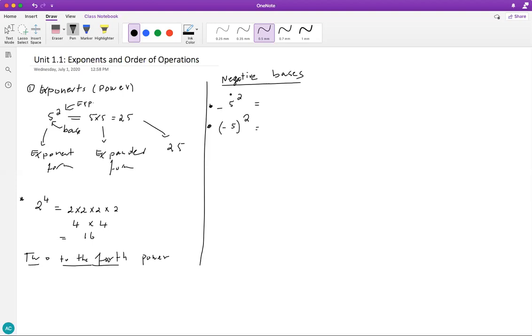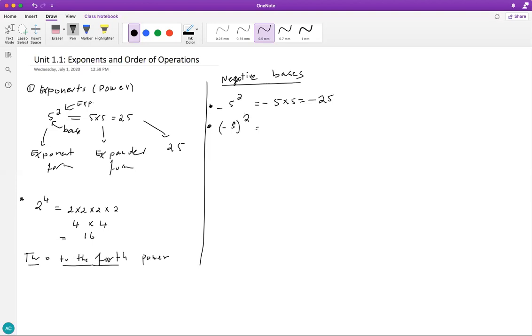If you look at the first one, always try to identify the base and the power of the expression. For this one, the base is 5, the power is 2. The negative here is not part of the base because it's not in parentheses. So the negative is independent of this number. What you do is you write that negative first, then you evaluate this: 5 times 5. And again, bring that negative over, and you multiply these, you get negative 25.